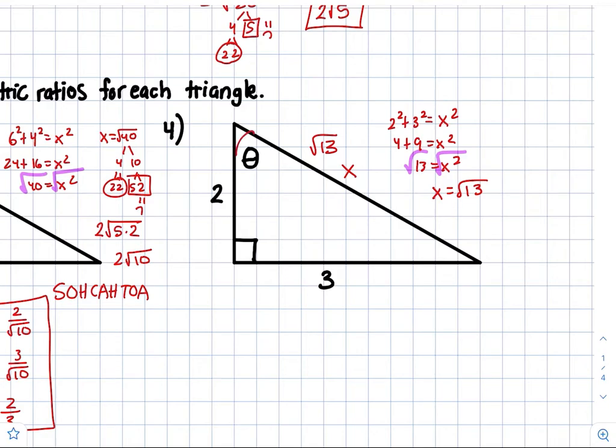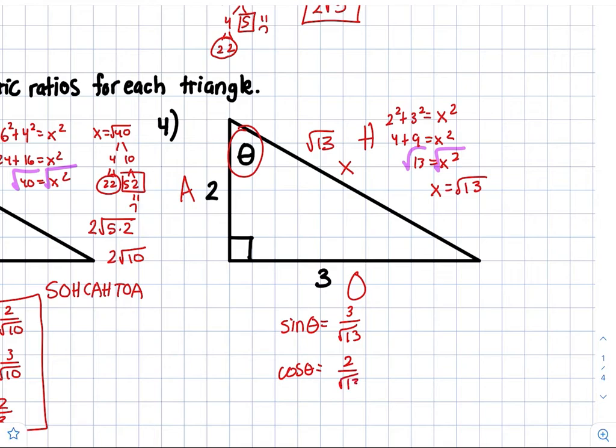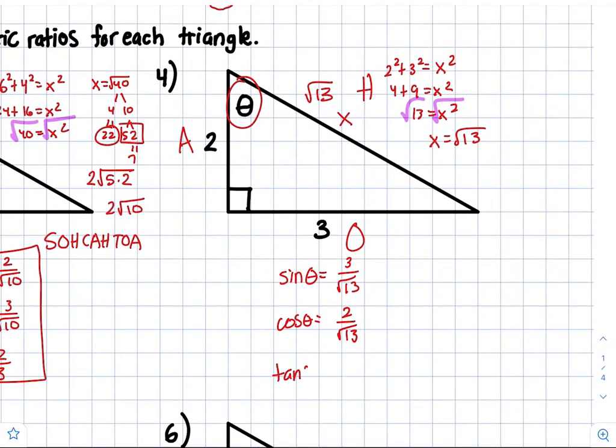So, in the perspective of this angle measurement, this side furthest away is the opposite, this side is adjacent, and this side is the hypotenuse. So, good old SOHCAHTOA, sine theta is equal to opposite over hypotenuse, so 3 over rad 13. Cosine theta is equal to adjacent over hypotenuse, so 2 over rad 13. And tangent theta, everybody, is opposite over adjacent, so 3 over 2. And there's your guys' 3 trigonometric ratios.